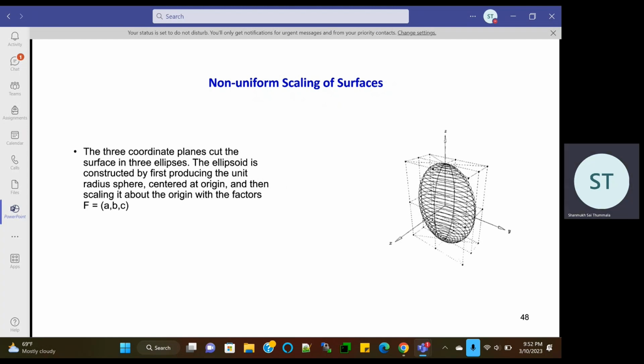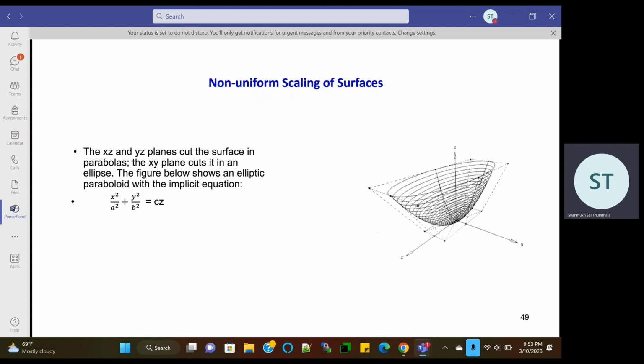Coming to the other example, the three coordinate planes cut the surface into three ellipses. The ellipsoid is constructed by first producing the unit radius sphere centered at the origin, as shown in the figure here. And then we do it by scaling it about the origin with the factors f equal to a, b, c.